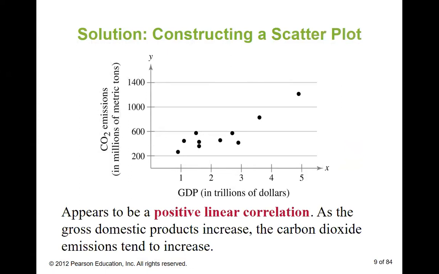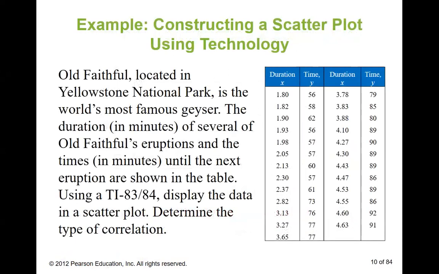Now, here's where you got to be careful. We're going to touch on this again at the end. Does the fact that there is a positive correlation mean that as gross domestic product increases, it causes the CO2 emissions to increase? It does not. We can't make that jump and assume that there's a cause and effect relationship. We can only observe that as the gross domestic product goes up, so does the CO2 emissions. There may be more reasons that are impacting those CO2 emissions than just GDP. We don't know.